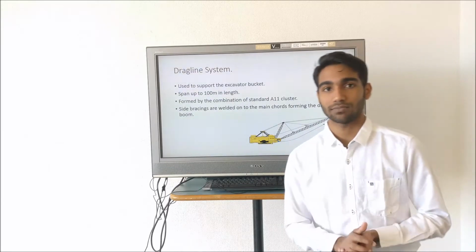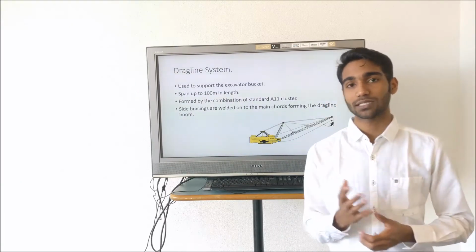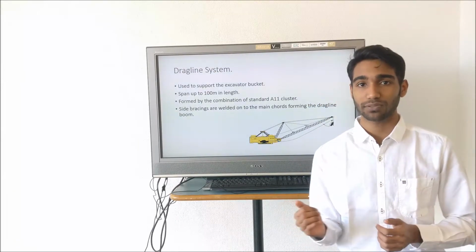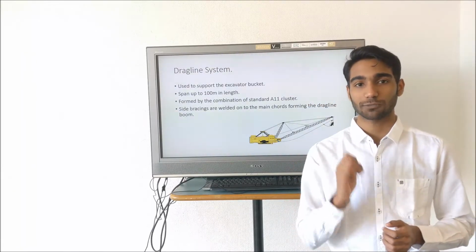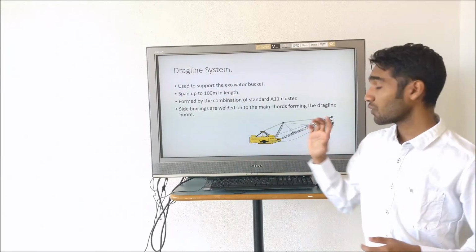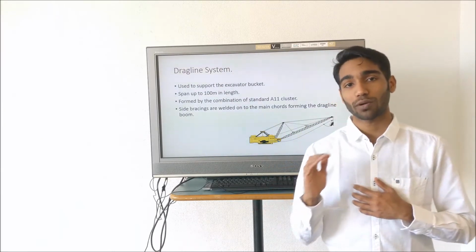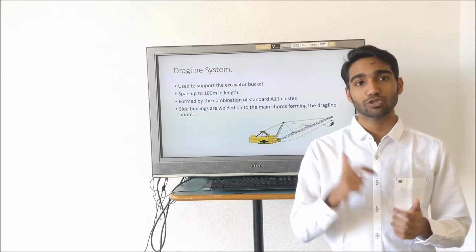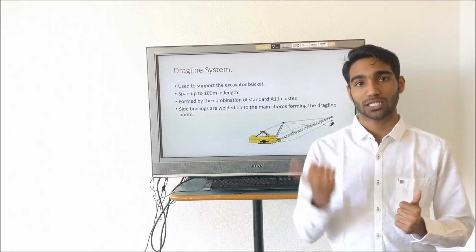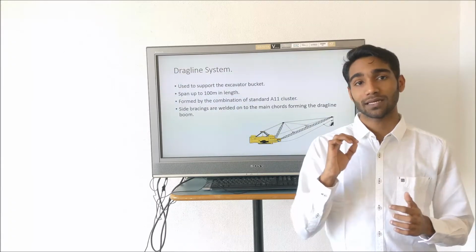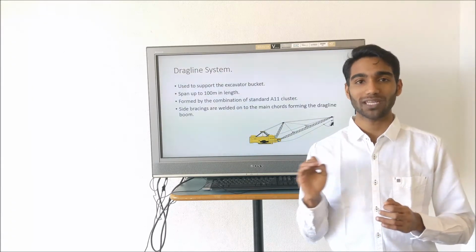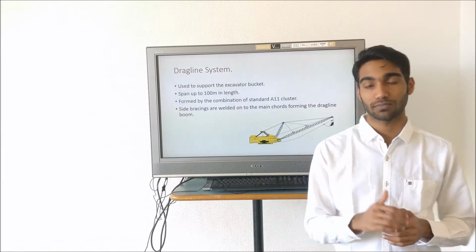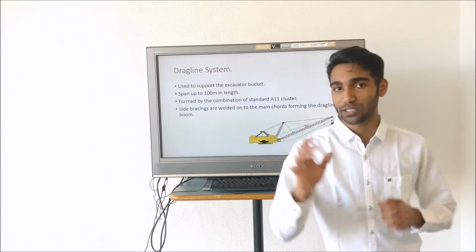Now the dragline system. Considering a dragline system, there are basically four main components: the dragline boom, the bucket subsystem, the hoist ropes and the suspension ropes. Of this, the dragline boom spans over a length of like 100 meters, and the bucket subsystem is attached to the dragline boom with the help of suspension ropes. And the function of the hoist rope is to provide swing action to transfer the excavated material from one part to another.